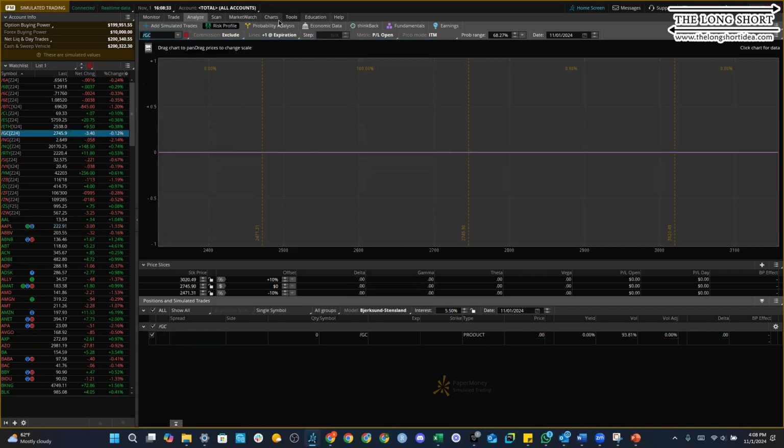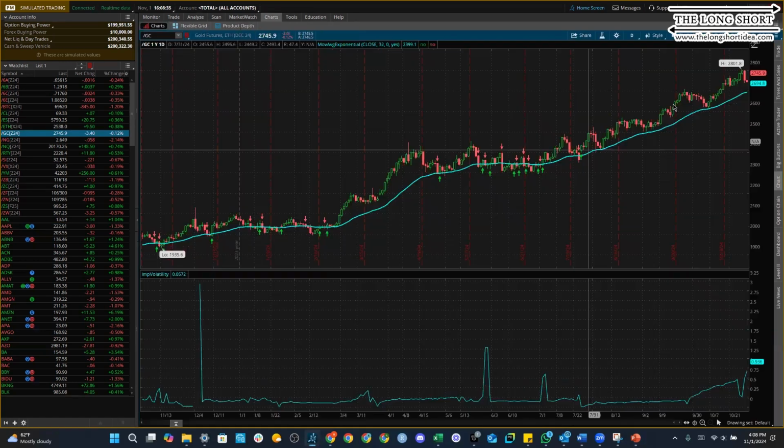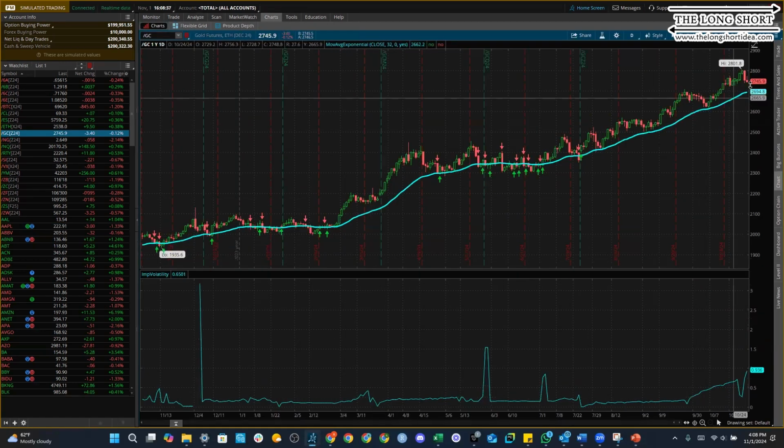It's even up more than the S&P 500, all the way to the right. Top right, and that's where it has been all year. 27.45 is the number.